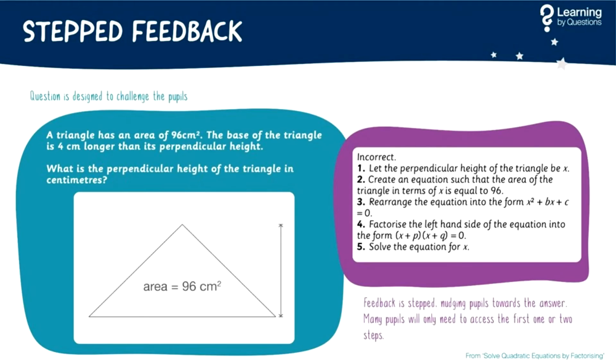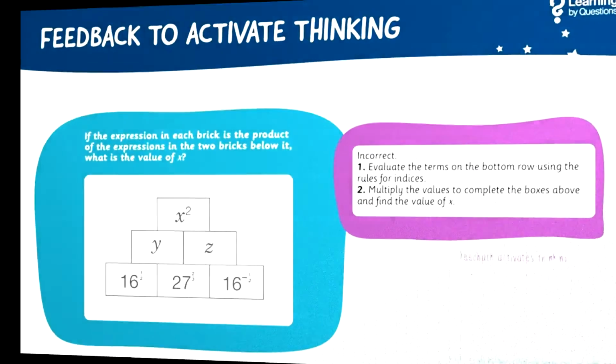Learning by Questions feedback is planned. Questions are written to challenge pupils and will often expose common mistakes and misconceptions. Feedback is designed to correct these misconceptions immediately and ensure that they don't become embedded. Feedback is presented to students privately and is based on their individual answer, so it is relevant to them and they can act on it in the moment.